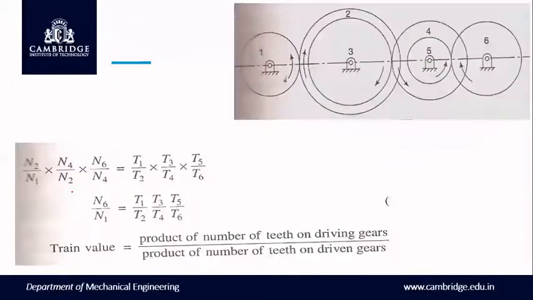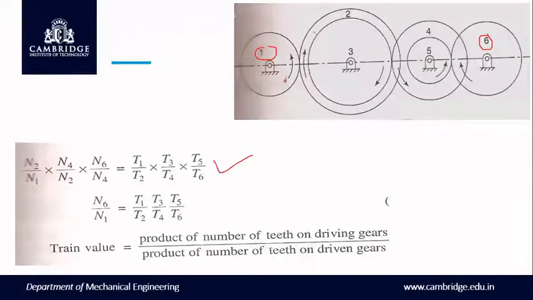Let us consider this figure which shows the compound gear train. Here we can see the first gear and sixth gear carry only a single gear. The intermediate shafts consist of at least two gears, that is 2 and 3, and 4 and 5. So this is called a compound gear train. Now if we consider the ratio of the speeds and the ratios of the number of teeth, and multiply them together, we get this relation.